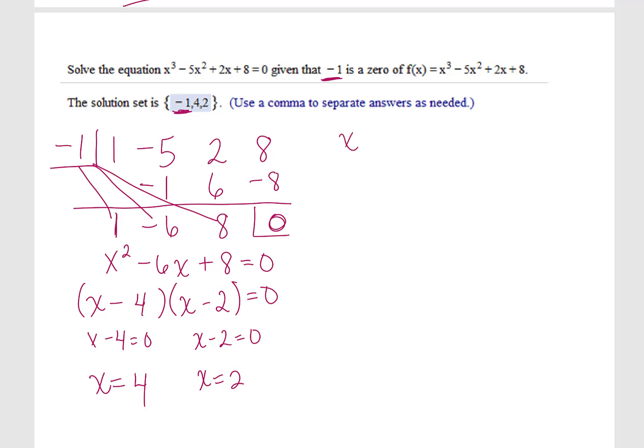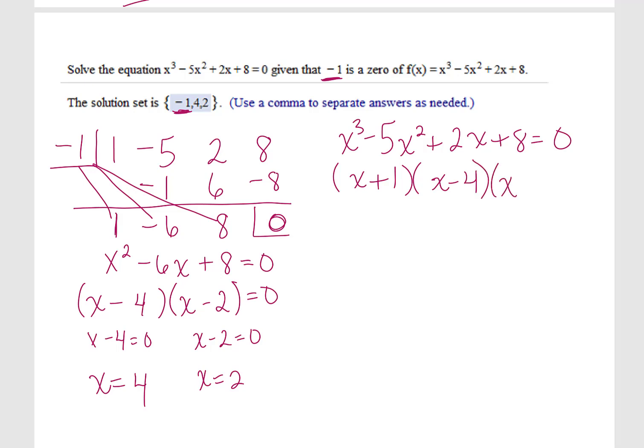And just to show you, this equation was just these factors all set equal to 0. And so that's how we got x equals -1, which was our given one, x equals 4, and x equals 2.